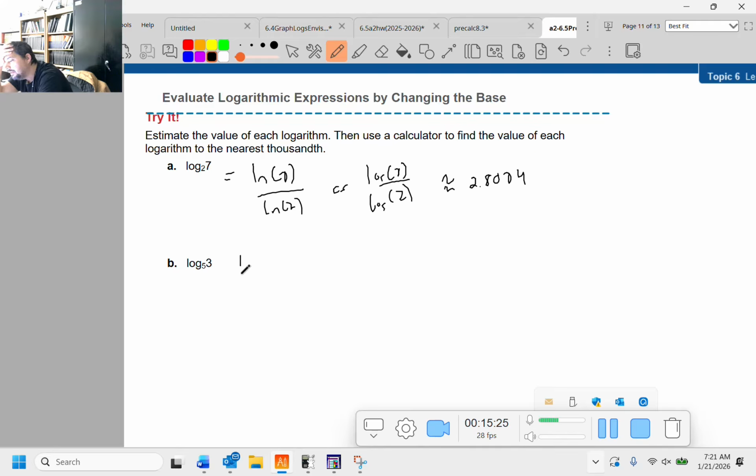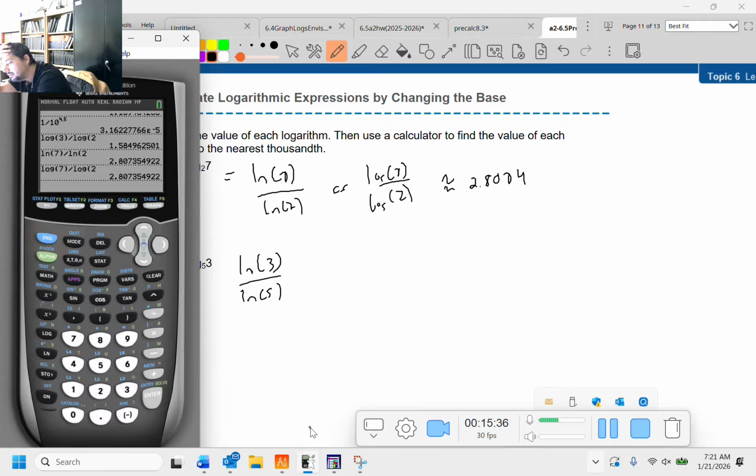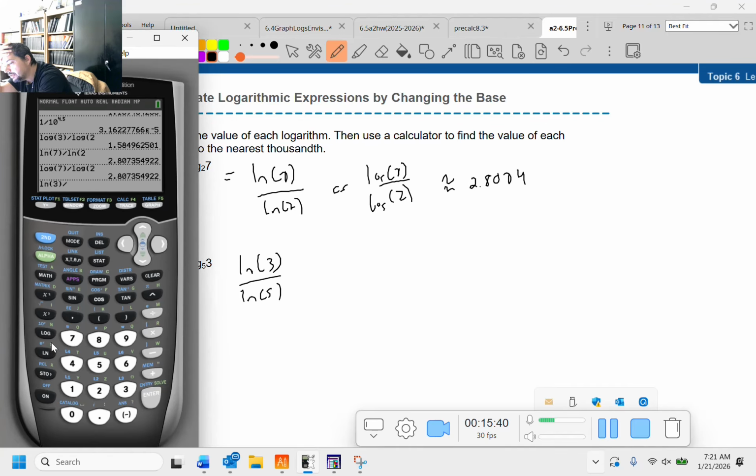Log base 5 of 3, well, it could be an ln of 5 over an ln of... Sorry, I did that one wrong. It's a natural log of 3, sitting pretty over natural log of 5. What's high stays high, what's low stays low. Natural log of 3, sitting pretty over the natural log of 5. Ta-da, 0.6826.